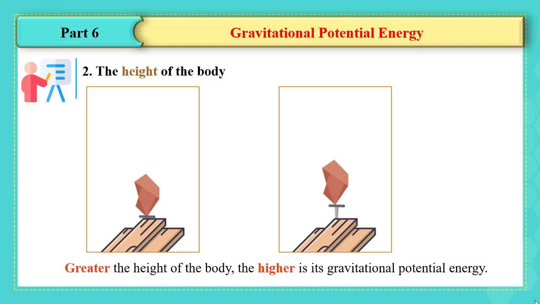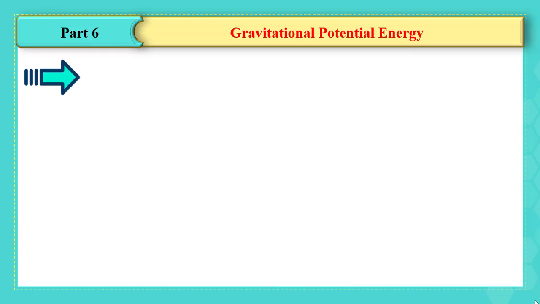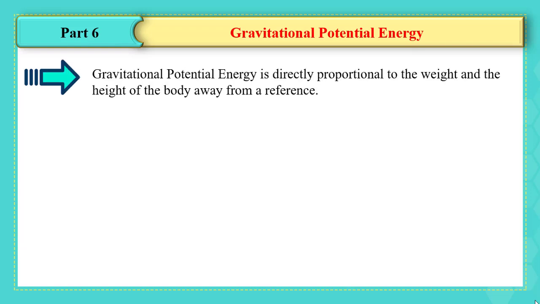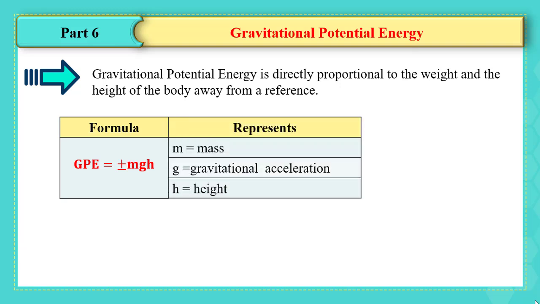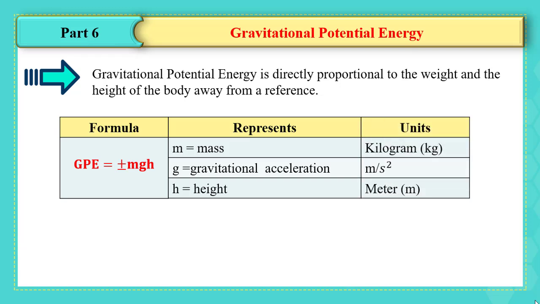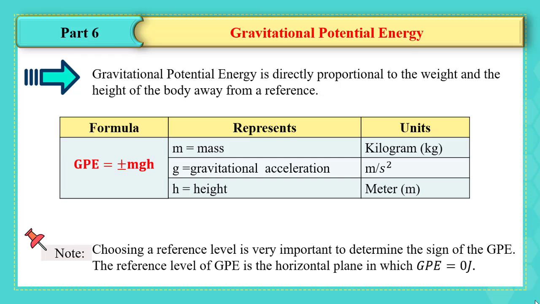We can conclude here that the gravitational potential energy is directly proportional to the weight and to the height of the body away from the reference. The expression then is given by GPE equals plus or minus mgh, where m represents the mass, g represents the gravitational acceleration, h represents the height, while the SI unit of each is kilogram, meter per second squared, and meter. Note that choosing a reference level is very important to determine the sign of the gravitational potential energy.